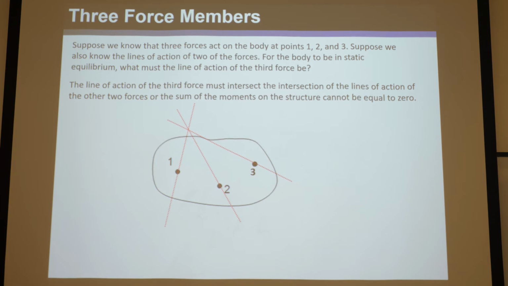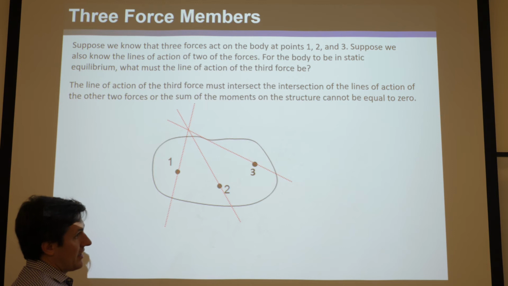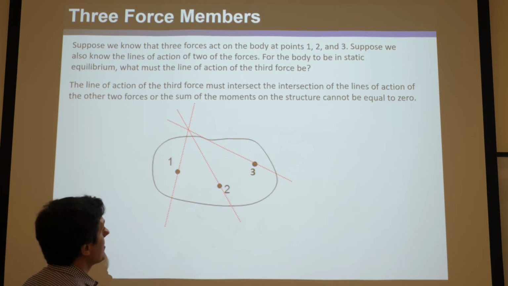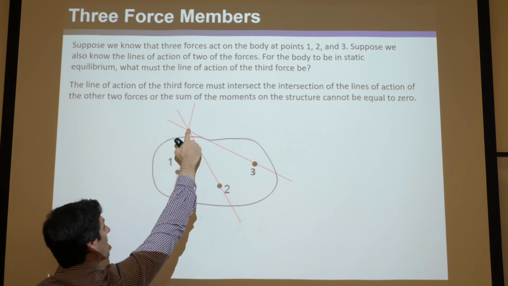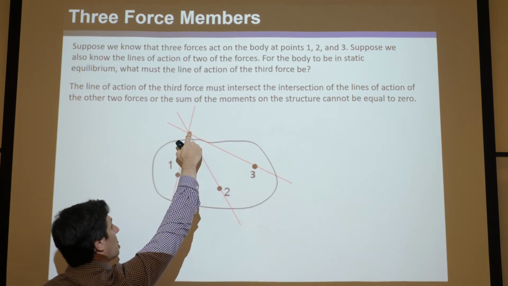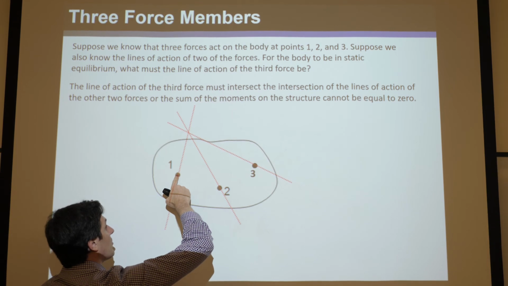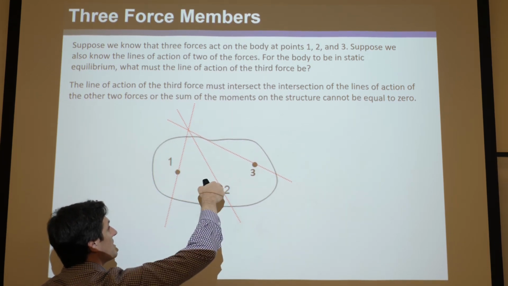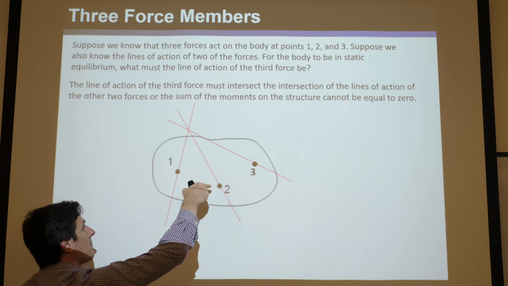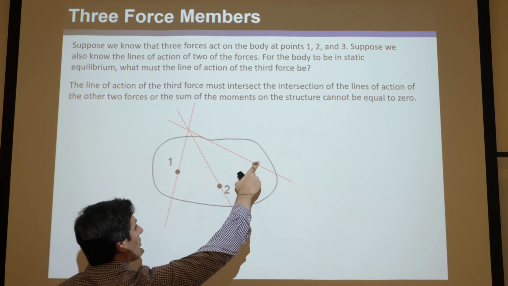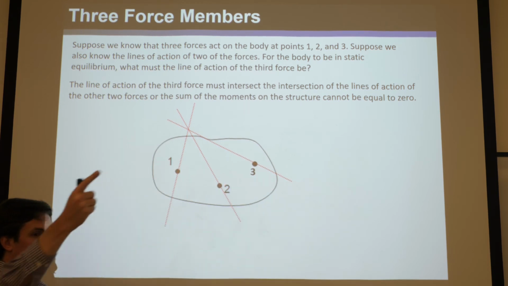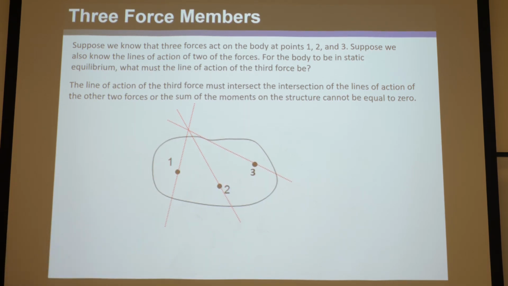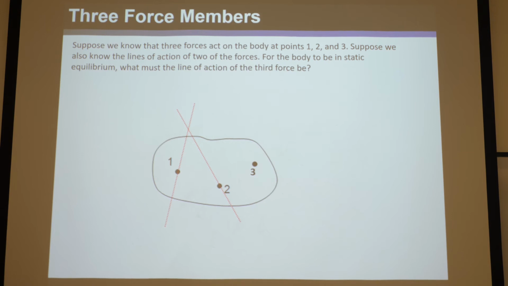Or to get the moments to sum to 0. Think about it. That's another way to deduce this. This line of action has to go through here because, say we take the moment about this point. Well, the moment from this force would be 0, and the moment from this force would be 0. And so, if there was a force in any other direction than along this dotted line, that moment would be non-zero and it couldn't be static equilibrium. Okay? So that's another way to think about it.